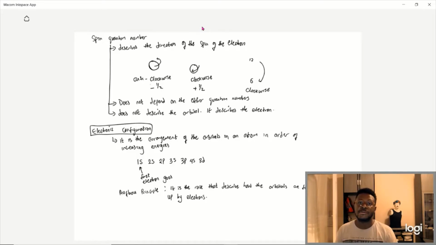So the Aufbau principle is basically a collection of three other rules. The first is the lowest energy principle. Second is Hund's rule. And the third is the Pauli exclusion principle. Okay, let's talk about these three rules.